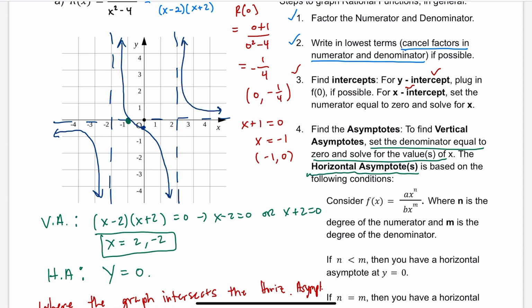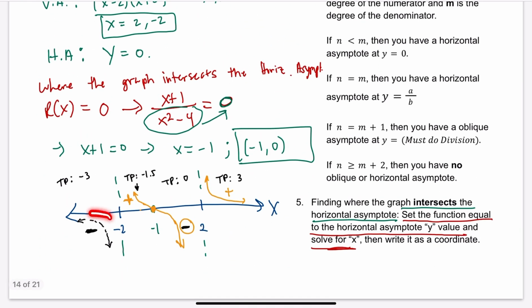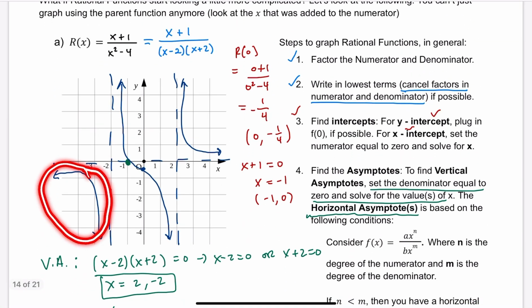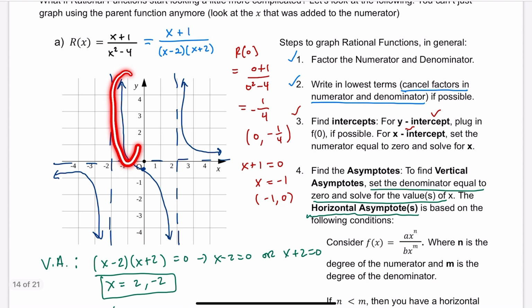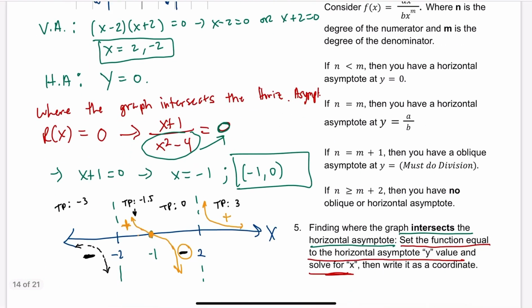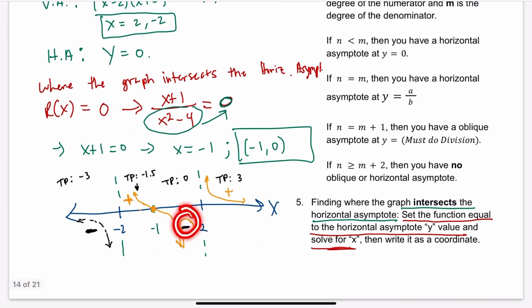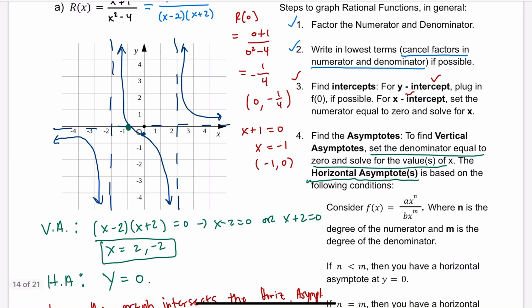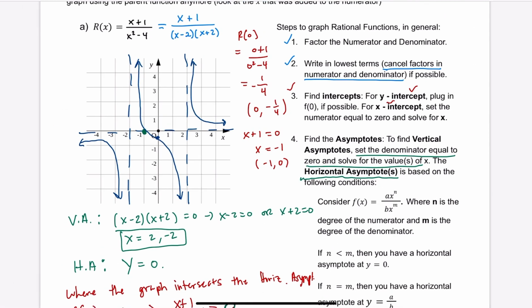The positive and negative really pertain to the outputs. So my output of the graph to the left of -2 was negative. My outputs between -2 and -1 were positive, okay? So negative to the left of -2, positive between -2 and -1, and then between -1 and 2, it's negative, right? And then lastly, after 2, it was positive. And that's what it is.